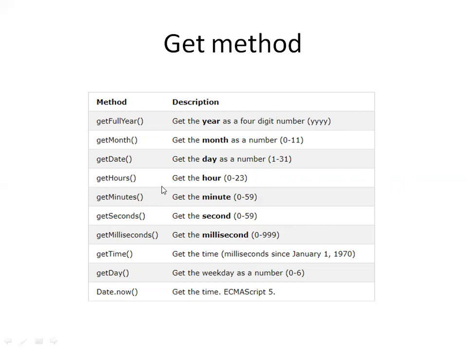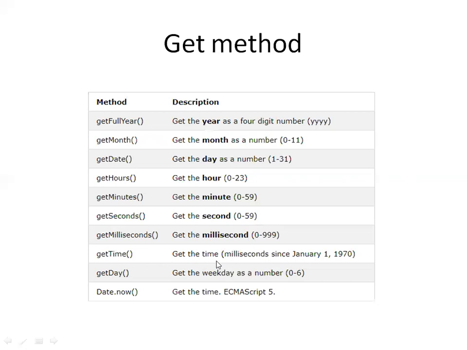getHours is used to get the hour information. The range is 0 to 23. getMinutes is used to get the minute information. The range is 0 to 59. getSeconds is used to get the second information. The range is 0 to 59. getMilliseconds is used to get the millisecond information. The range is 0 to 999.